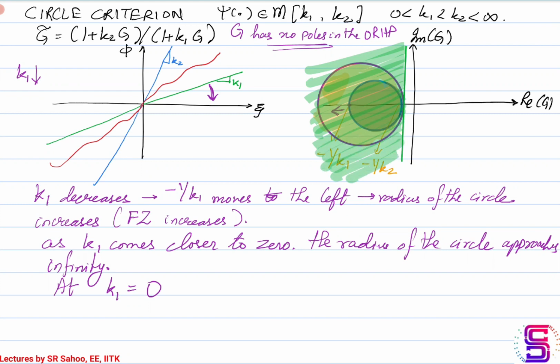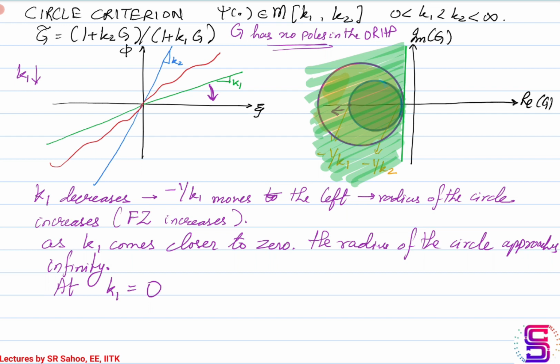So when k1 is 0, the forbidden zone becomes everything to the right of the straight line passing through the minus 1 by k2 point, and hence the Nyquist plot of G must not enter the right hand side, must not enter the left hand side. My mistake, it's not the right hand side, it's the left hand side of the straight line. Okay, it's the left hand side. So must not enter the left hand side of this particular straight line.